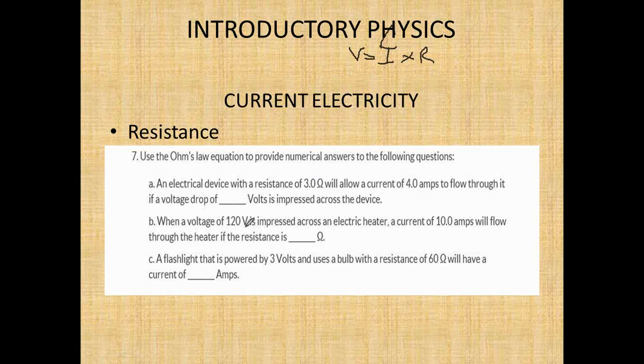So when a voltage of 120 volts is impressed across an electric heater, a current of 10 amps will flow through the heater if the resistance is what? So you just rearrange the equation. Your resistance is equal to volts divided by the current.